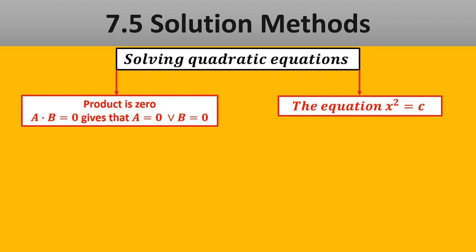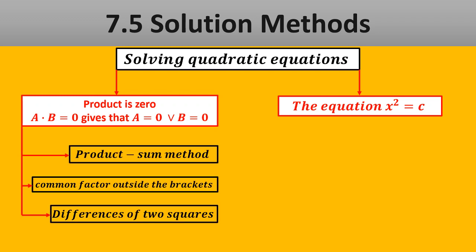And product is 0, we can again divide into 3 different methods: the product sum method, the common factor outside of the brackets, and the difference of two squares. Some of you will say, no, not the difference of two squares, I hate that, I find that difficult.